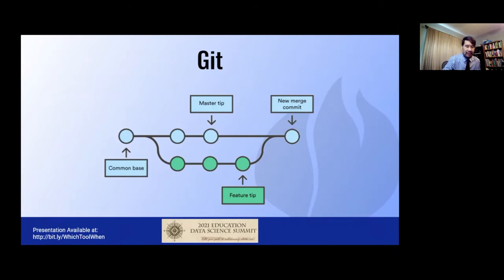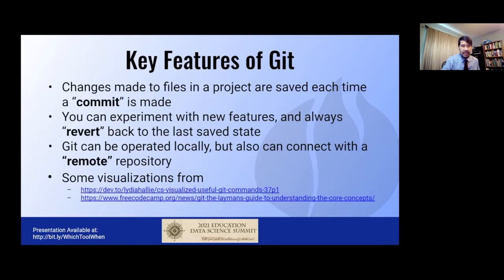But what Git actually does is along the way, you can take snapshots, you can branch off and explore other things, then you can merge those things back together in order to keep a better running record that stays with you. Some key features are that changes are made to files in a project and you save them each time a commit is made. You can even experiment. You can try new things in a project and you can always revert back to the last saved state.